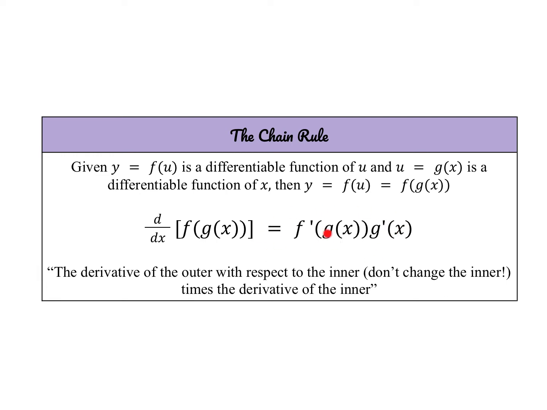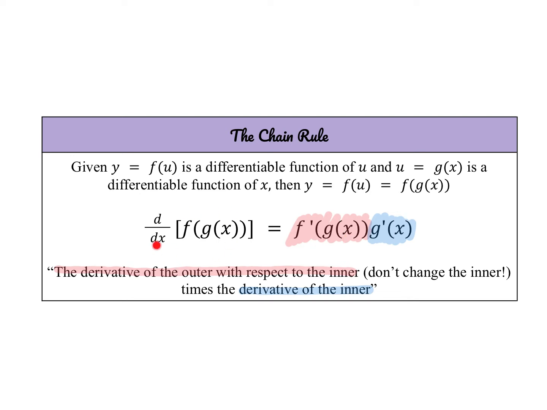So if you break this down into the different parts, the first part right here is the derivative of the outer with respect to the inner. So we have to first identify what that outermost function would be. We take the derivative of that outermost function, but we leave the inner. So we leave that g of x as whatever it is. And then we do the second part, which is we multiply it by the derivative of that inner function. So this is our chain rule.